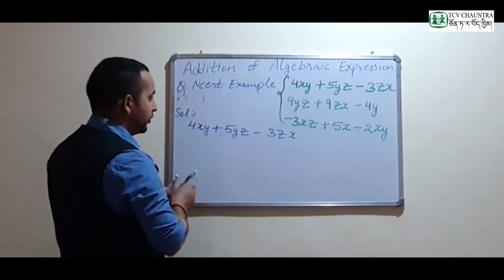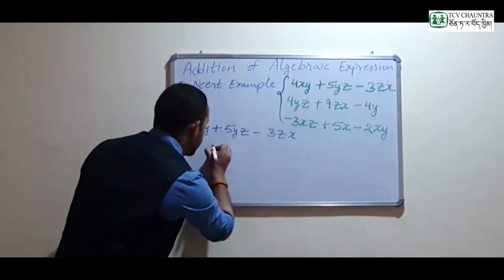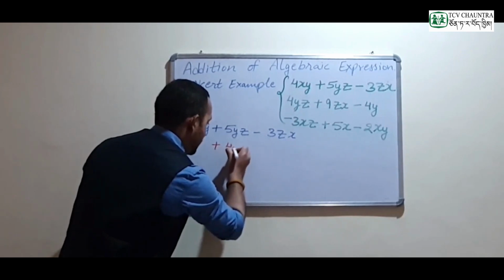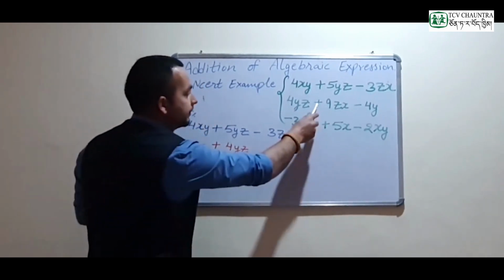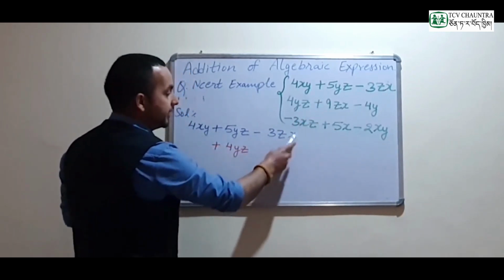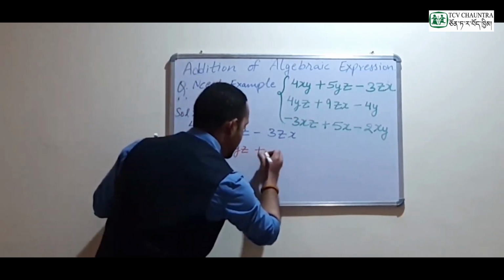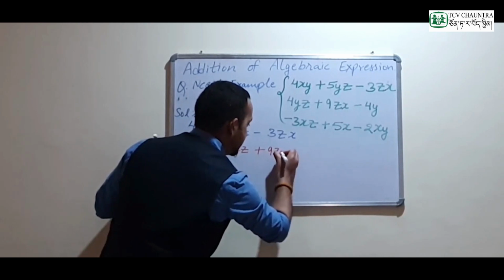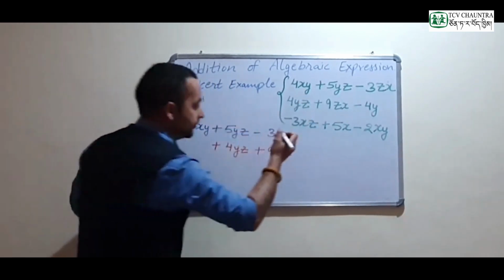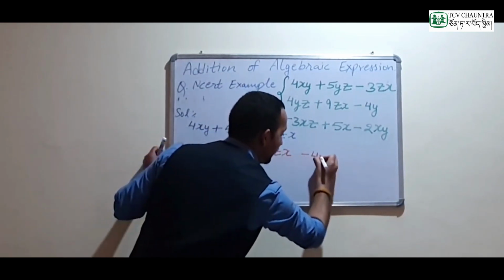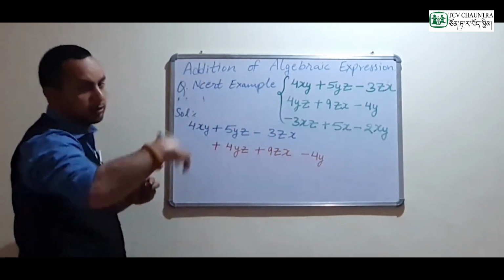We are keeping 4yz, so it's positive 4yz. And plus 9zx. So zx is here, right? So plus 9zx, and we don't have a y term, so we'll keep y over here.